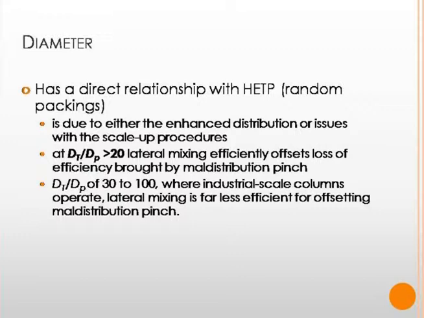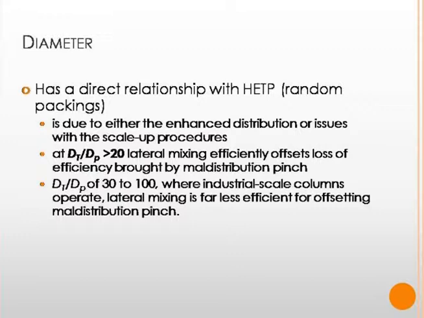It has a direct relationship with HETP, especially for random packings. This is due to either the enhanced distribution or issues with the scale-up procedures. At a column-to-packing ratio, or DT over DP, greater than 20, lateral mixing efficiently offsets loss of efficiency brought by maldistribution pinch, which has been discussed earlier by Stanley.